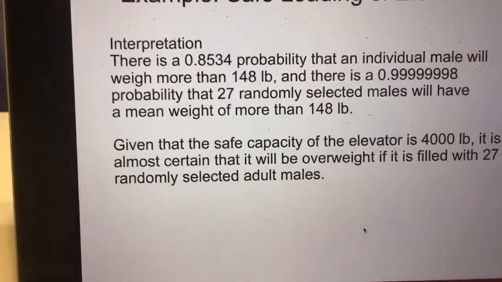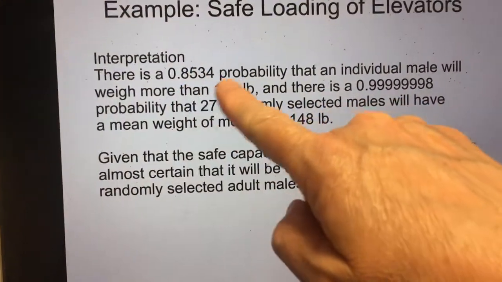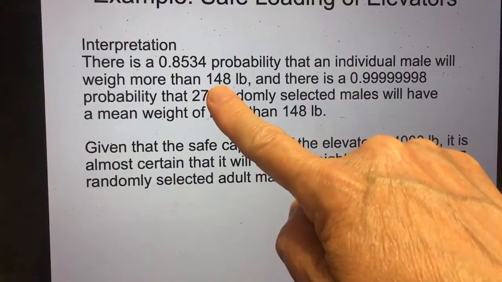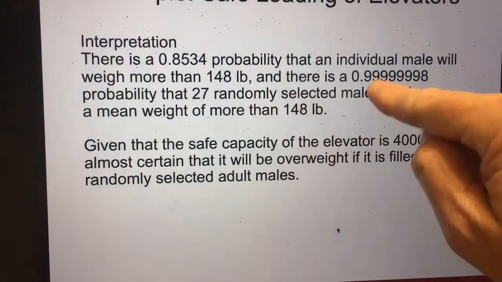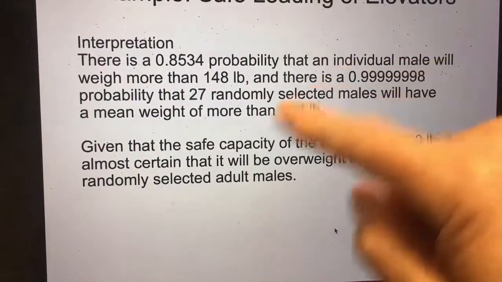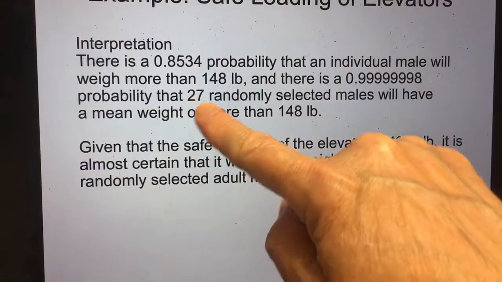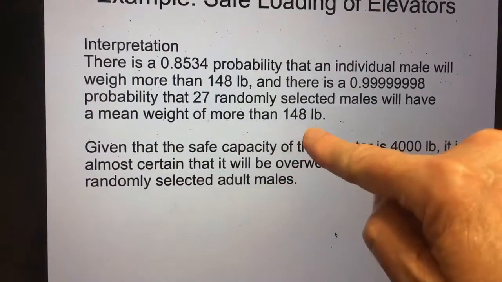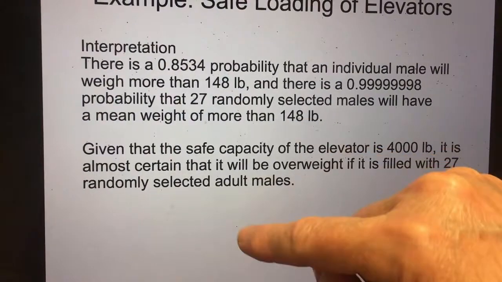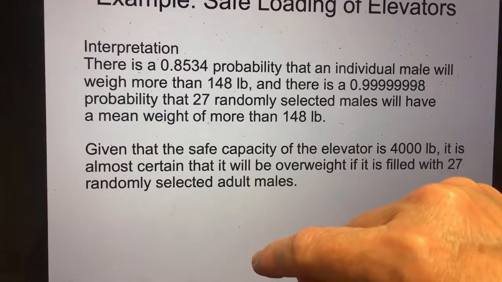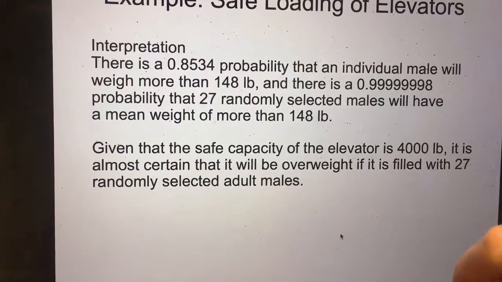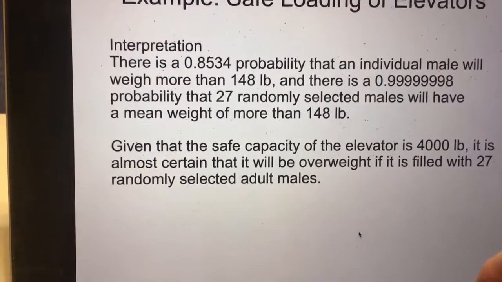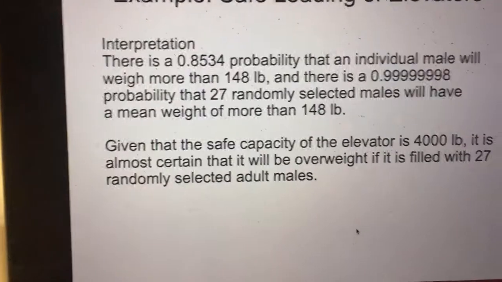So there is an 85% probability that an individual male will weigh more than 148, and there is a 0.9999 probability that 27 randomly selected males will have a mean weight of more than 148. So given the safe capacity of the elevator is 4,000 pounds, it is almost certain that it will be overweight if it is filled with 27 randomly selected adult males.